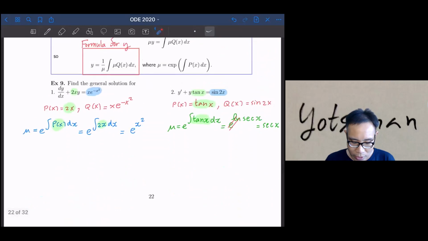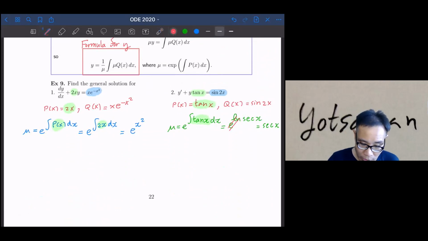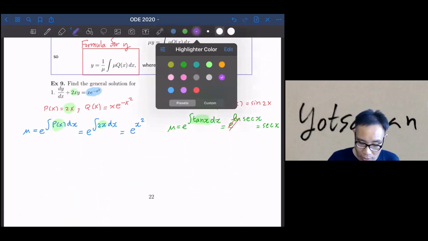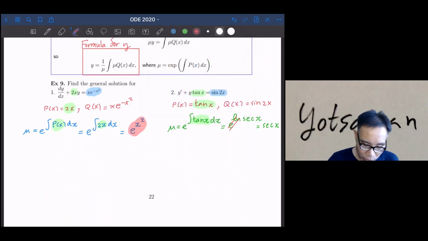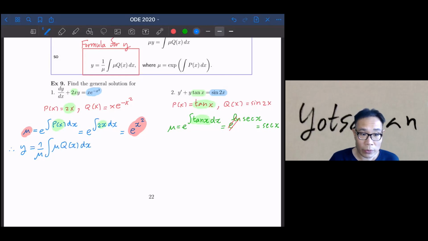Okay, let's use that. You have mu already equal to e to the x squared, which I will highlight with the red color. So how could we find y? The way to obtain y is that the formula is y equal to 1 over mu times the integral of mu qx dx.